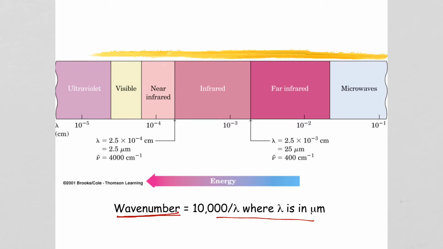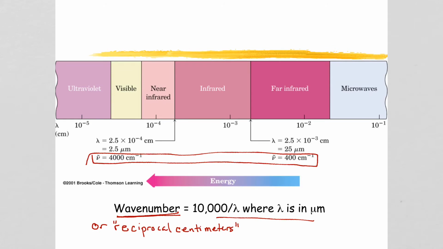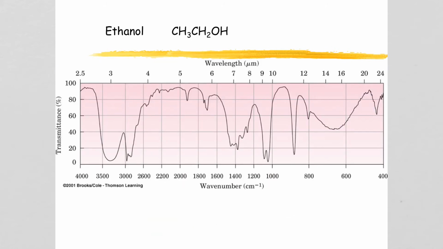And the spectral window we're going to be looking at, you can see right here, is from 4,000 to 400 reciprocal centimeters, which is another name for a wave number. And here's what a typical infrared spectrum looks like. This is the infrared spectrum of ethanol, which has an alcohol functional group.